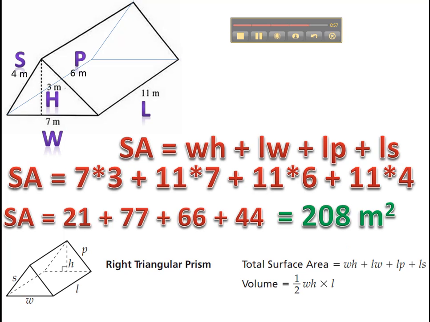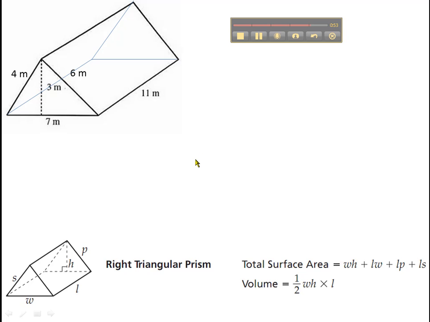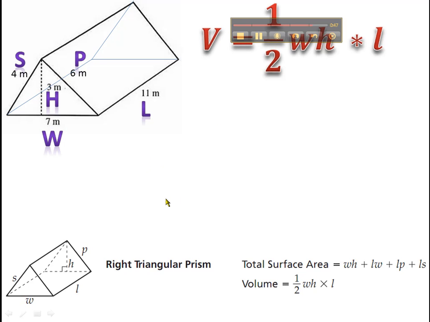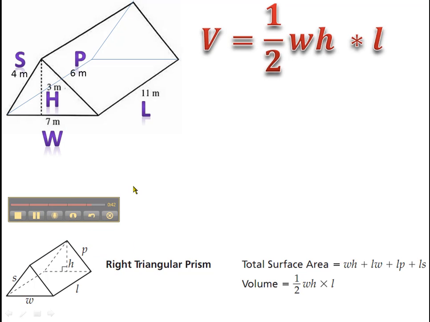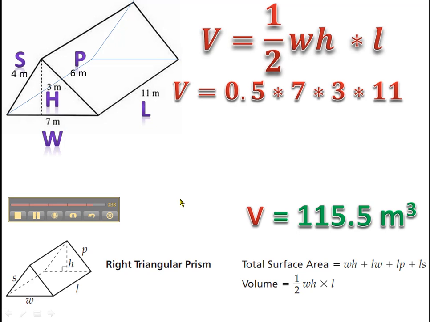Okay, and let's go to the volume, because that's all formula driven as well. Again, just label your pieces. Be careful, because if they set this up on one of the triangles, it's a little more difficult. So half times width times height times length. Instead of half here, I'm going to use 0.5. Makes it a little easier with the calculator.